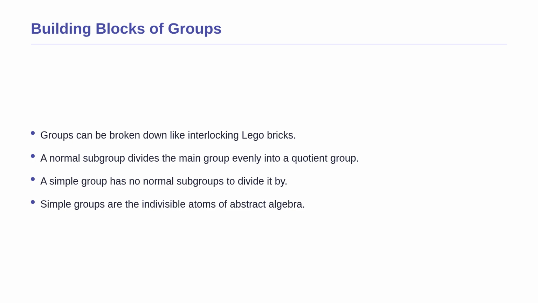In group theory, we break down a group using a normal subgroup, which divides the main group evenly to create a quotient group. If a group cannot be divided any further, it is called a simple group. This is the mathematical equivalent of an indivisible atom.